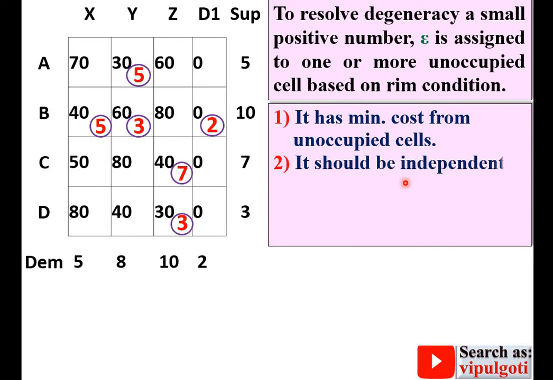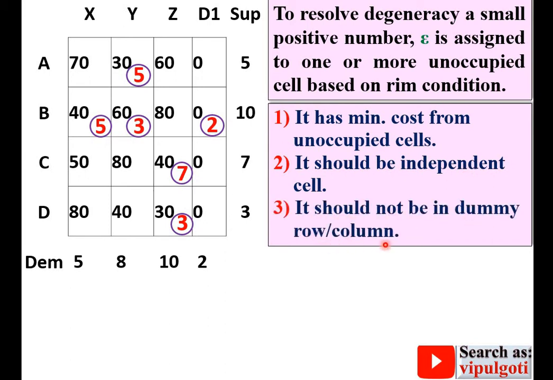Second, it should be an independent cell. That means it should not make any type of loop. Third, it should not be in a dummy row or column. So if I want to assign the epsilon to an unoccupied cell, then you should first pick up the minimum cost from the unoccupied cells. So here 0, 0 and 0.